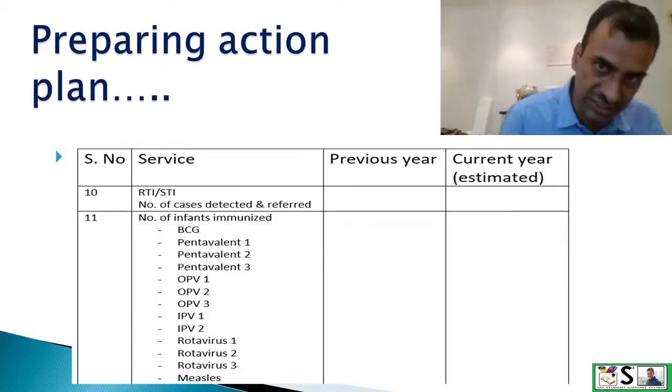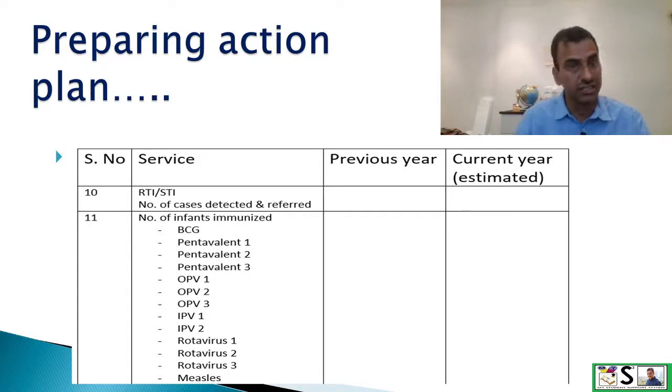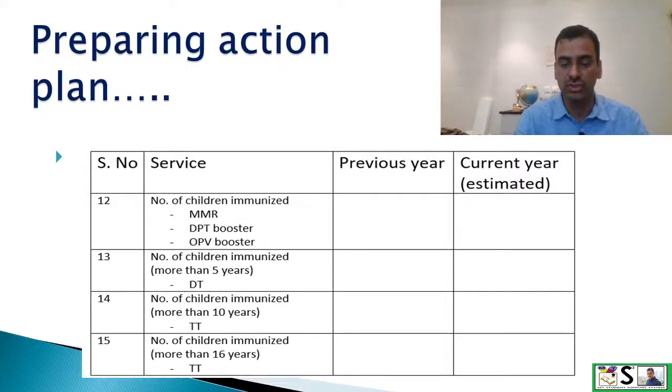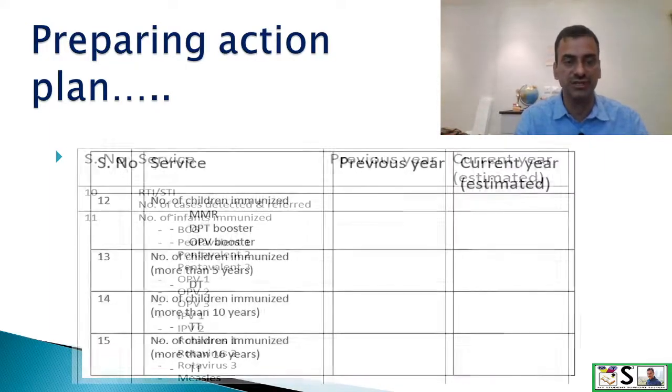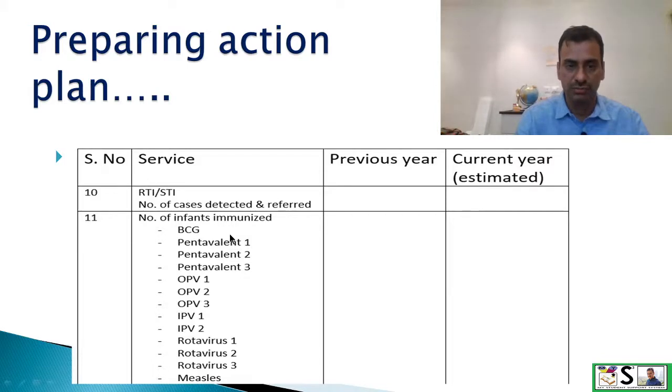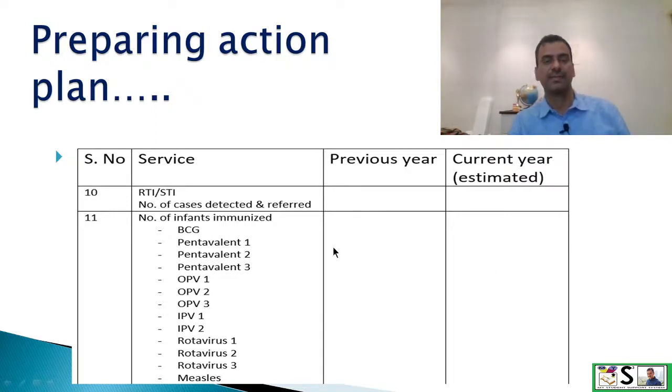Then RTI and STI, the number of cases detected and referred to that sub-center. We refer all the cases for RTI and STI, and we write the estimated number and current number. In the same way, now we come to child immunization, infant immunization: BCG, how many BCG doses were given in the previous year and what is the estimation.